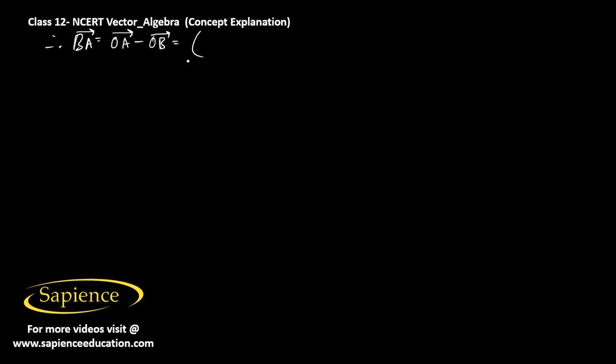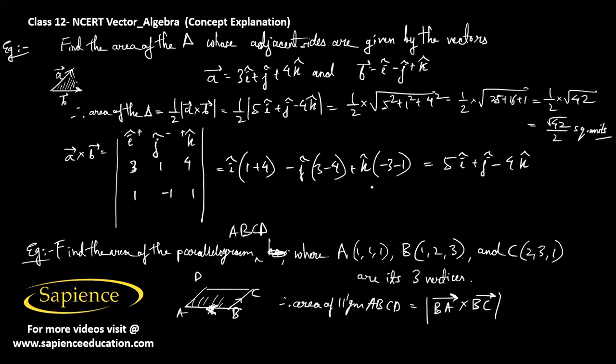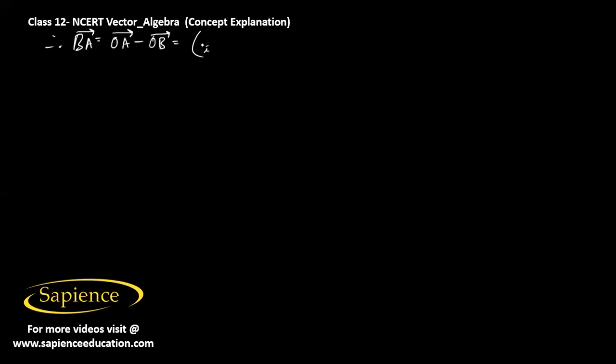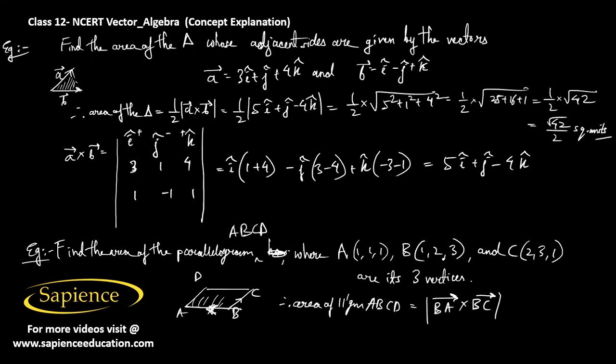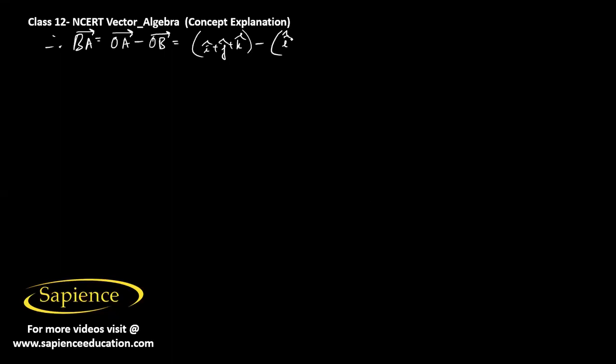Now OA vector is obviously the position vector of the point A, which is i cap plus j cap plus k cap. And OB vector is the position vector of the point B, which is i cap plus 2j cap plus 3k cap. So that will be equal to minus j cap minus 2k cap, obviously.